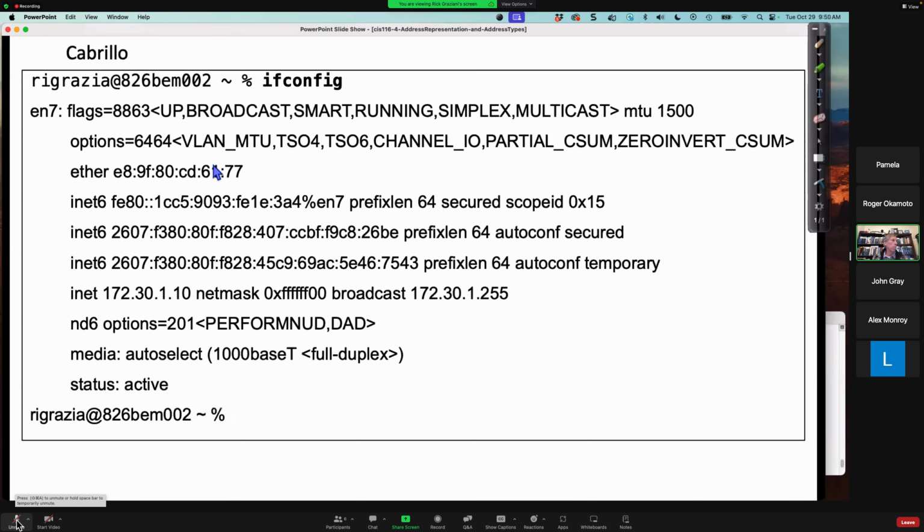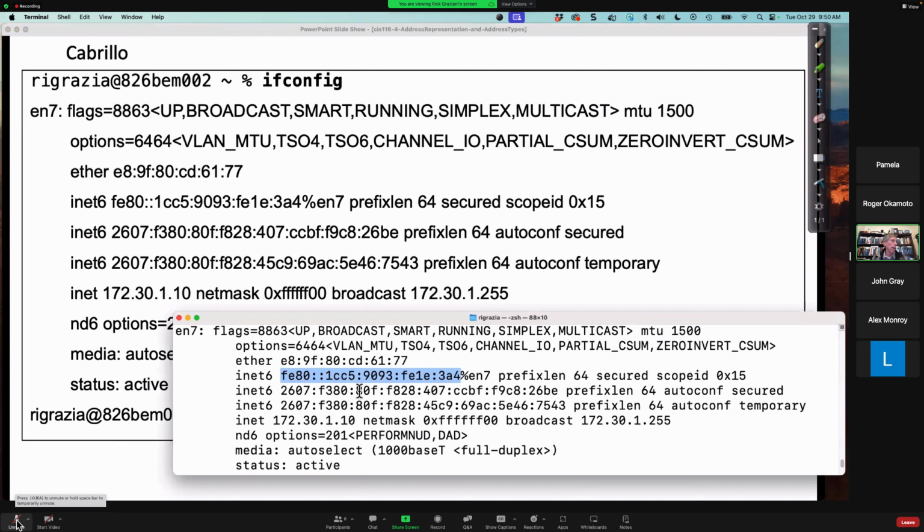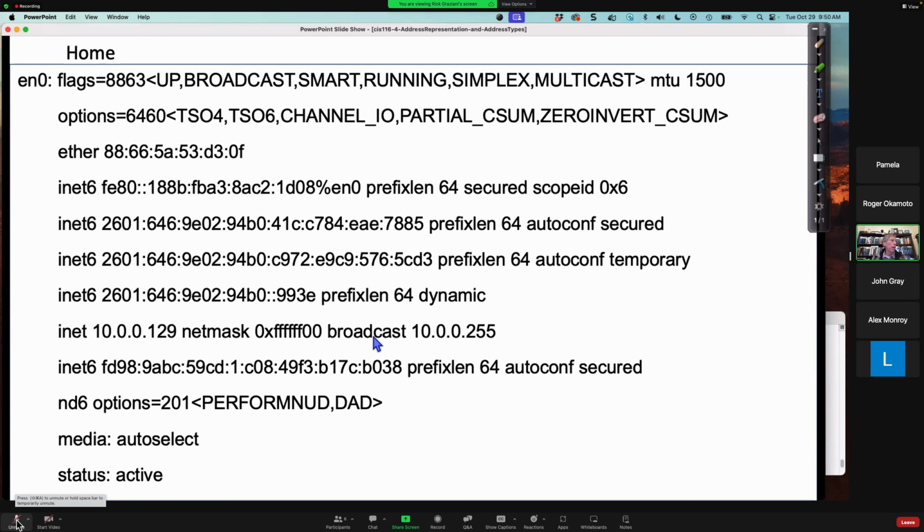So here's Cabrillo. This is the link local address. All right, we'll talk about how it's used a little later. Yes, it is used. It's the one address my computer has when it boots up, and it can use this to get a global unicast address dynamically. Here's my link local address at home, FE80, right there.